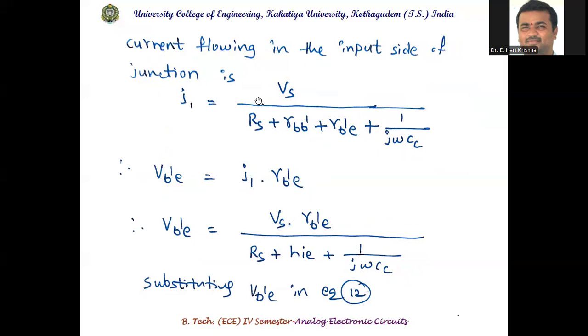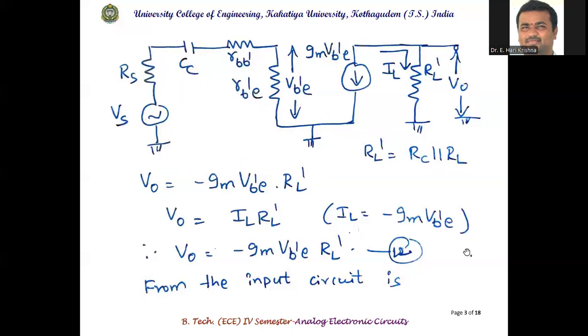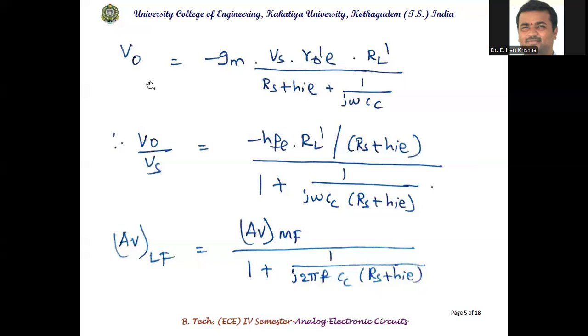So substituting this I1 equation here, VB dash E is equal to Vs into RB dash E by RS plus HIE plus 1 by j omega CC. Substituting this in the previous equation, that is equation number 12, leads to V0 is equal to minus gm. In place of VB dash E, we are substituting Vs RB dash E by RS plus HIE plus 1 by j omega CC, and the leftover is RL dash. And Vs is taken to the LHS. V0 by Vs is equal to minus gm into RB dash E, that is HFE, so minus HFE RL dash.